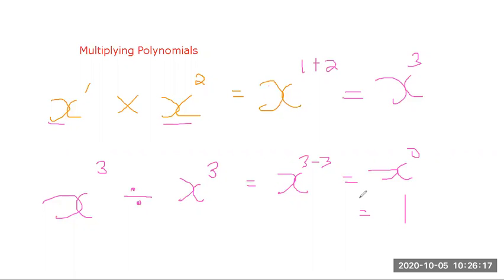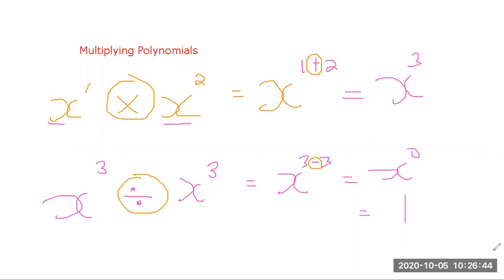So 2 to the 0th power is 1. Y to the 0th power is 1. So anything to the 0th power is 1. If it was x to the 1, then I wouldn't have to put the 1. It would just be x. All right, so when we're dividing, we subtract the exponents. And when we're multiplying, we add the exponents.